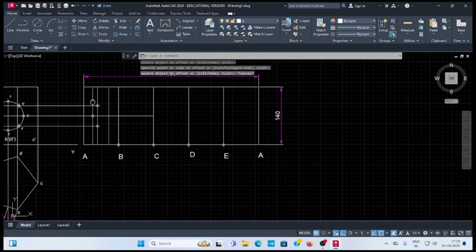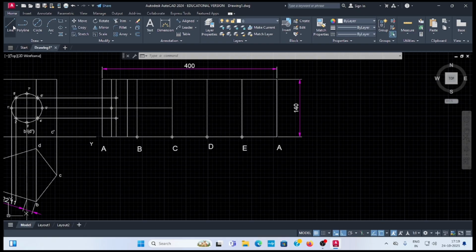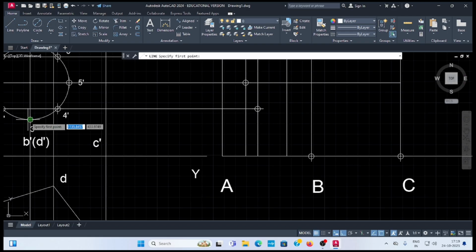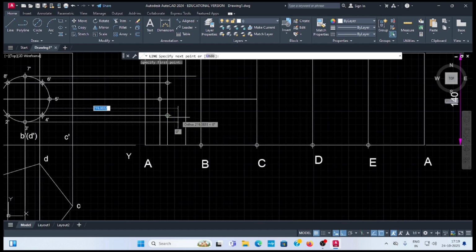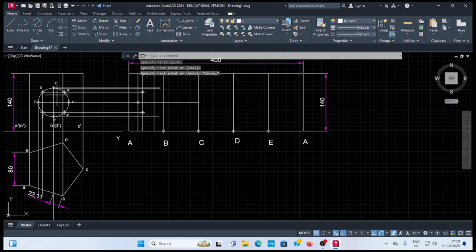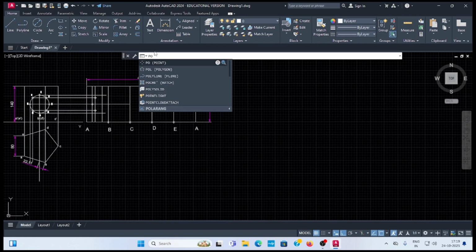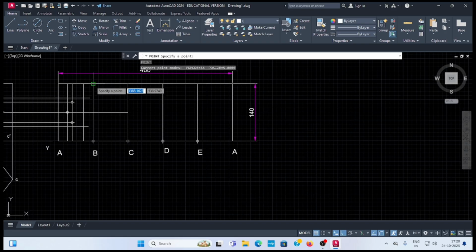Which one? 7 dash and 3 dash. So from 7 dash extend this line, and from 3 dash extend this line. We get that top and bottom point. Put point. Enter here. Okay.